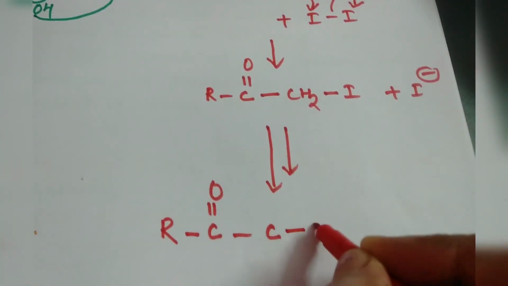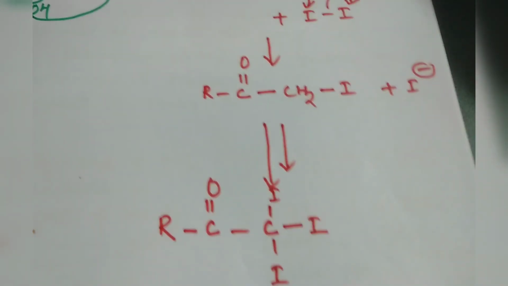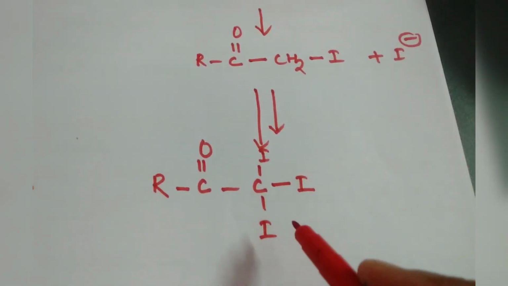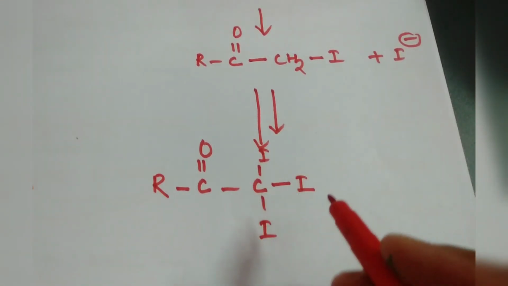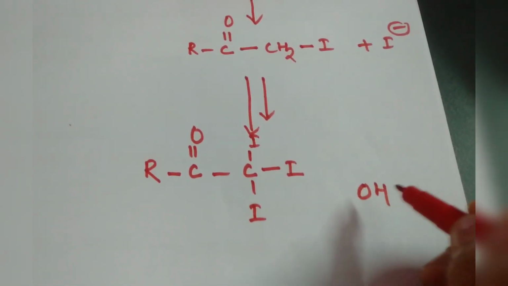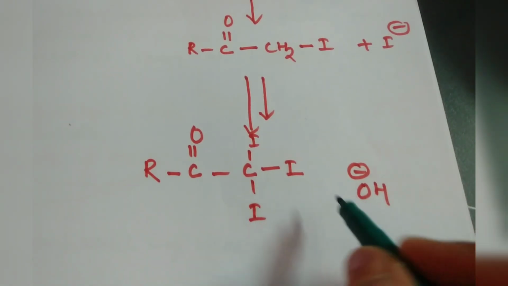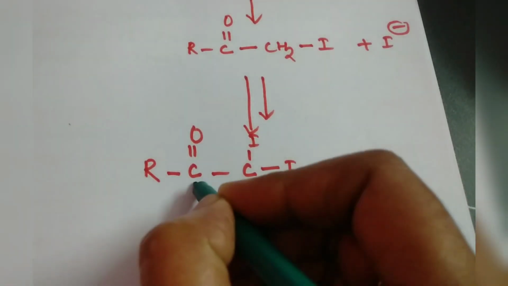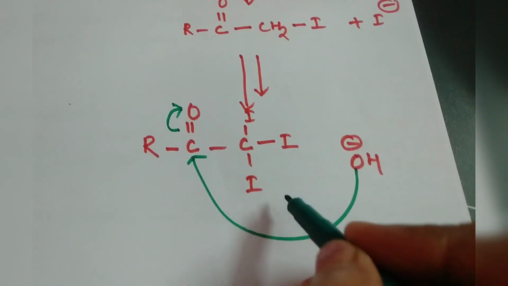So what will be the product here? You will get a triiodo product. Okay, this is a triiodo product. Now in this triiodo product, what happens? Again one alkali, one nucleophile will attack the carbon in carbon. And this goes to this position because carbon becomes pentavalent.